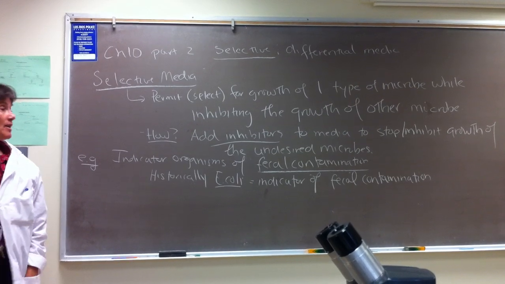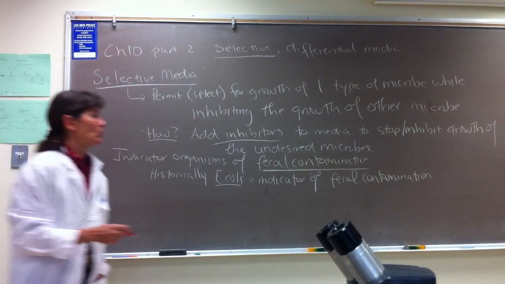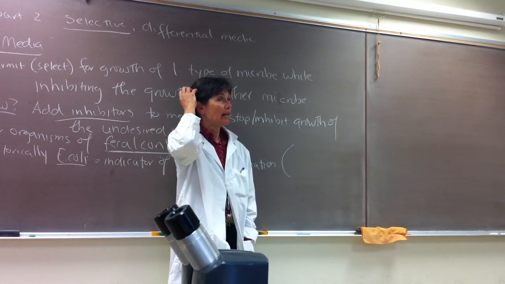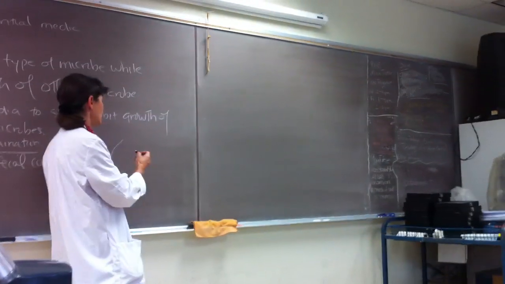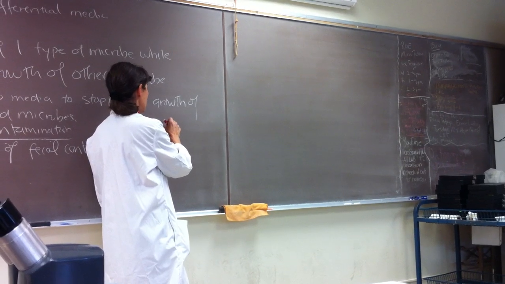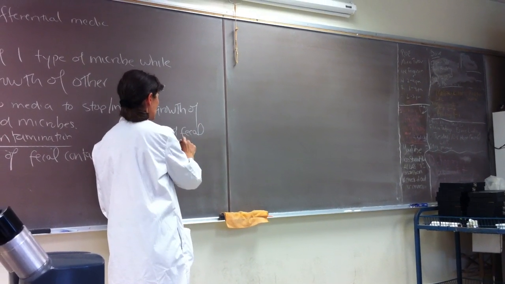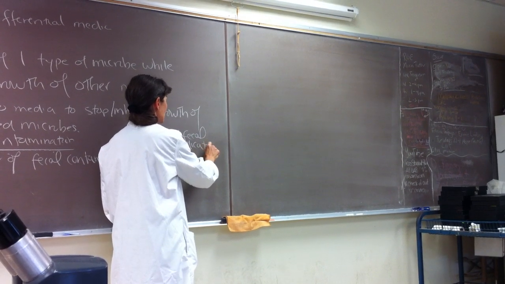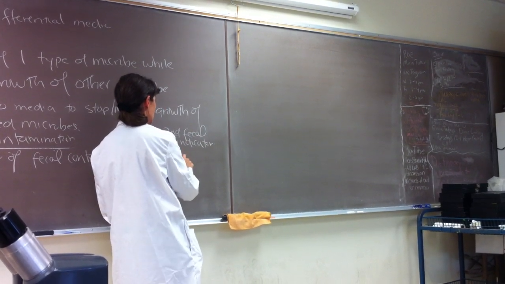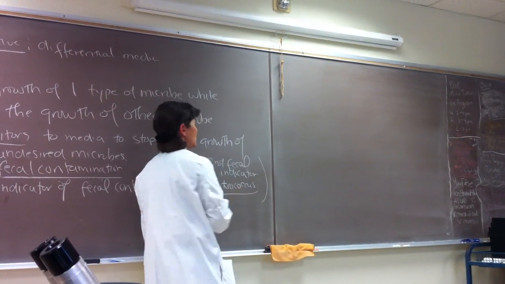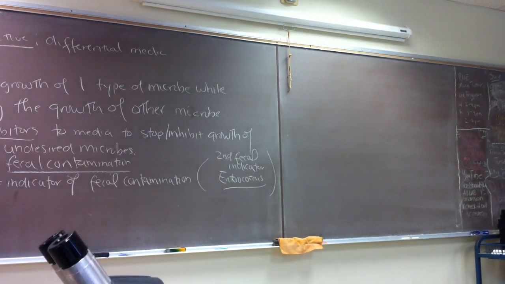Now another organism that we'll talk about a little bit later, and that in more recent years has been used as a second fecal indicator, that we'll just put here in parentheses and come back to, is enterococcus. Okay, so we'll just put that there and we'll come back to that later. We're going to first focus on E. coli.